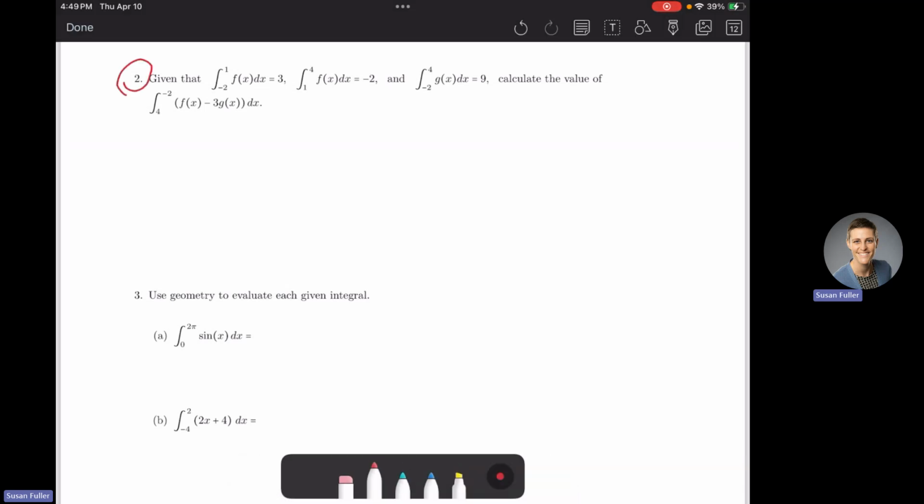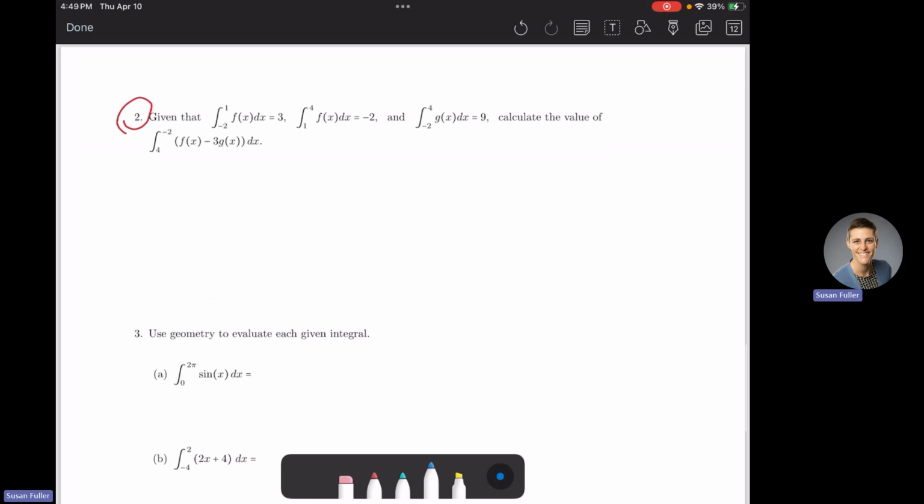All right, so we have some information here. Given that the integral from -2 to 1 of f of x dx equals 3. Okay, let's think about what this means. I've got some function f. I don't know what it is, but I know that the area underneath it from -2 to 1 gives me 3. And I know that the integral from 1 to 4 of f of x dx is -2. So that means the area underneath f of x from x equals 1 to x equals 4 is -2.